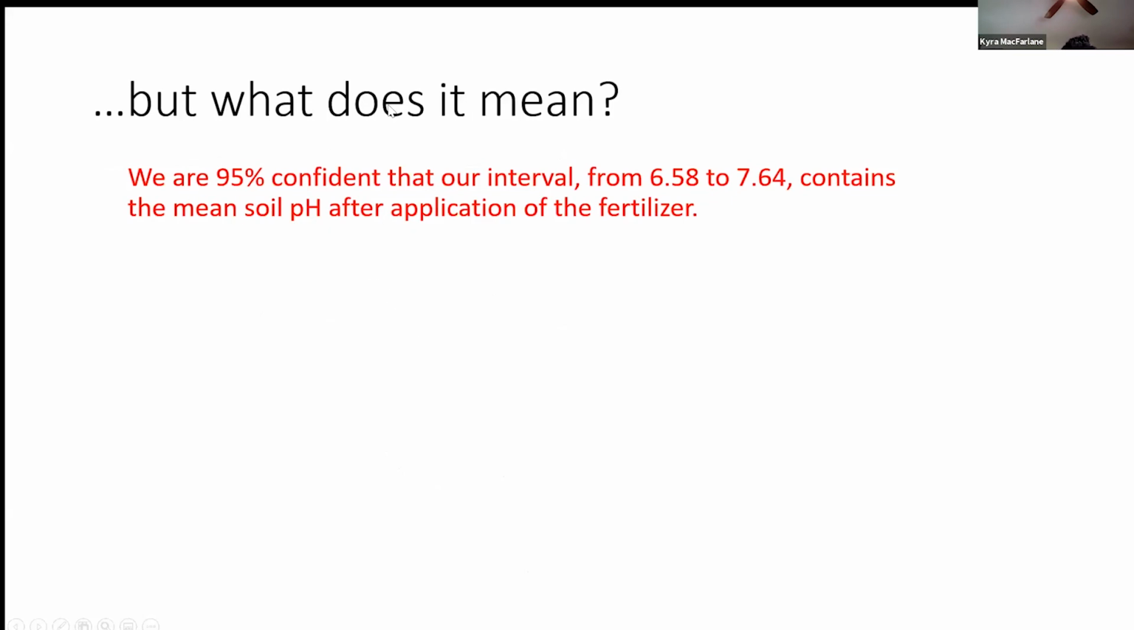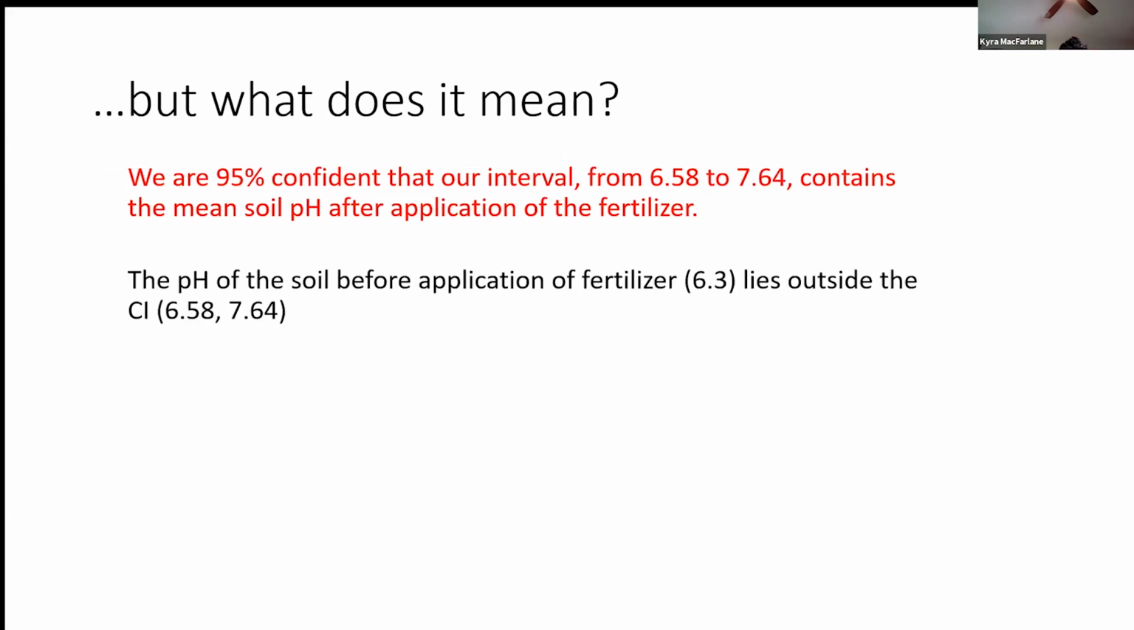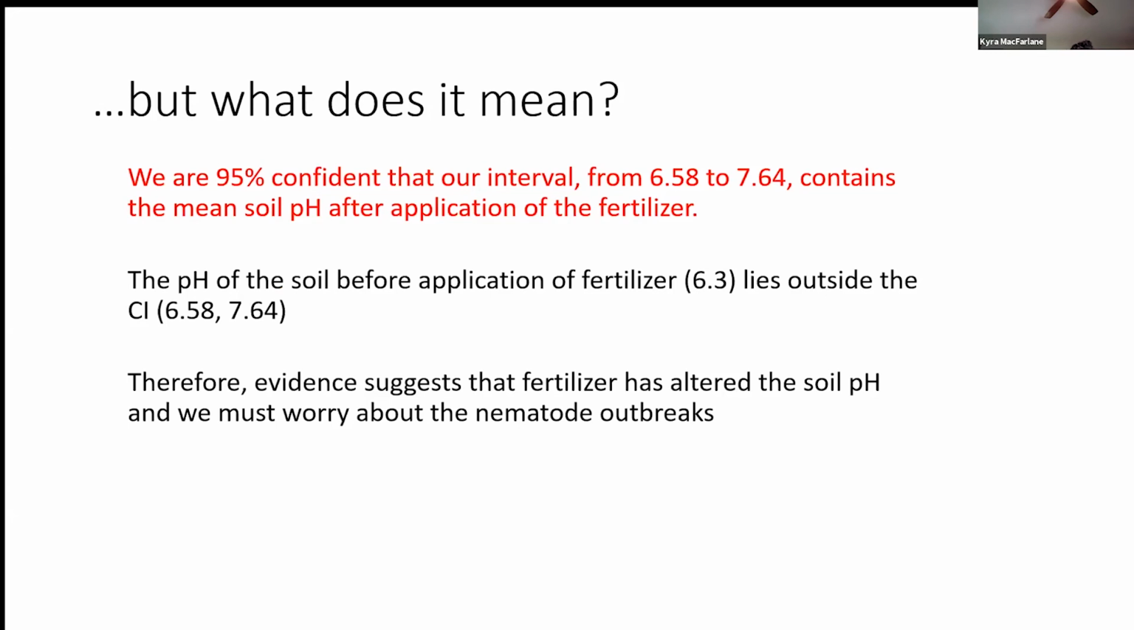So what does that mean? That means that we are 95% confident that our interval from 6.58 to 7.64 contains the mean soil pH after the application of fertilizer. The pH of the soil before application was 6.3, and that lies outside of the confidence interval. Therefore, evidence suggests that fertilizer has altered the soil pH, has increased the soil pH, has made the soil pH more basic, and therefore we must worry about the nematode outbreaks.